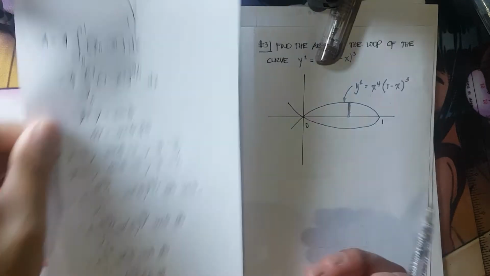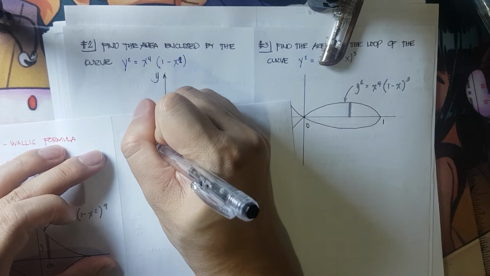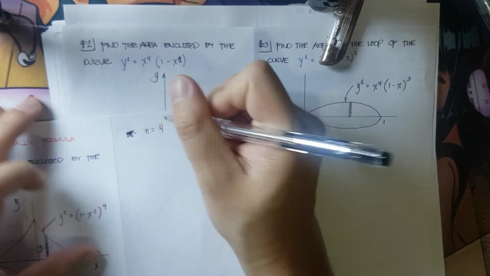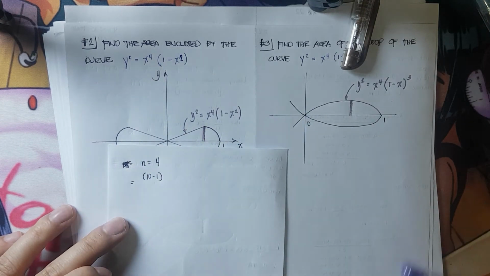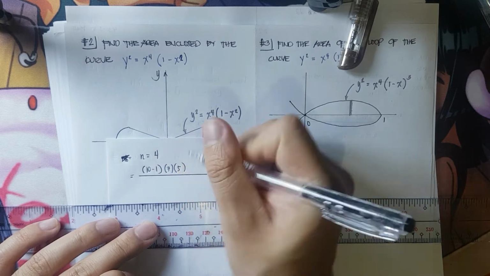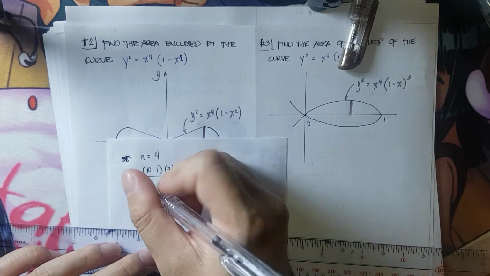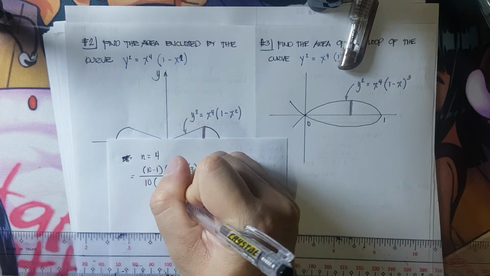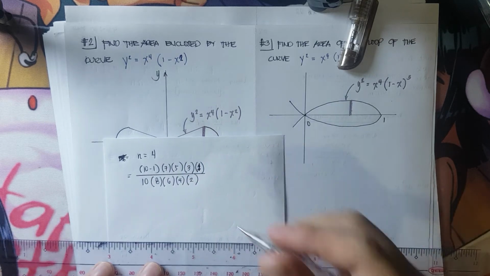Okay, so from here, we can now use our Wallis formula. Take note our exponent is 10. So substituting, we have 10 minus 1, that is 9, reduced by 2, that is 7, reduced by 2, that is 5, reduced by 2, that is 3, reduced by 2, that is 1. Next, for the denominator, we have 10, reduced by 2 is 8, reduced by 2 is 6, reduced by 2 is 4, reduced by 2 is 2.